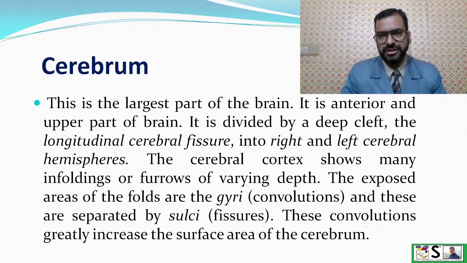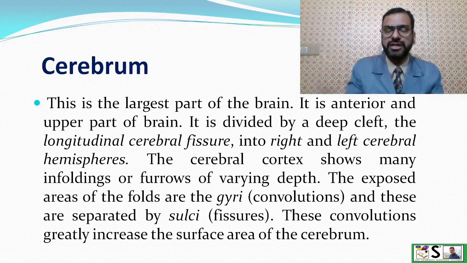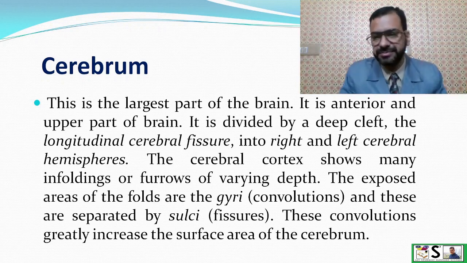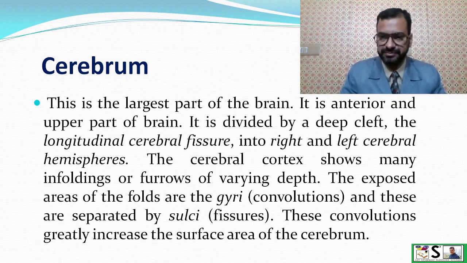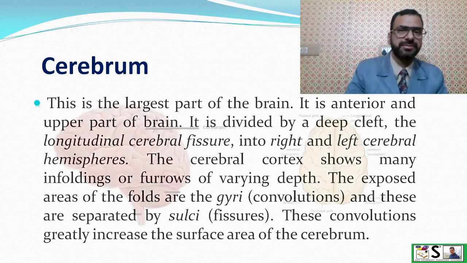It is divided by a deep cleft known as longitudinal cerebral fissure into two hemispheres, right hemisphere and left hemisphere. The cerebral cortex, which is outermost portion of the brain, shows many infoldings or furrows of varying depth. So the exposed areas of the folds are known as gyrus or gyri, and the fissures are known as sulcus or sulci. These convolutions greatly increase the surface area of cerebrum.